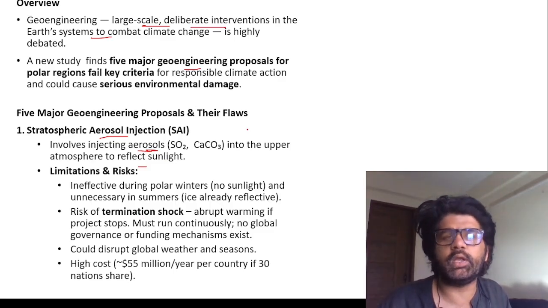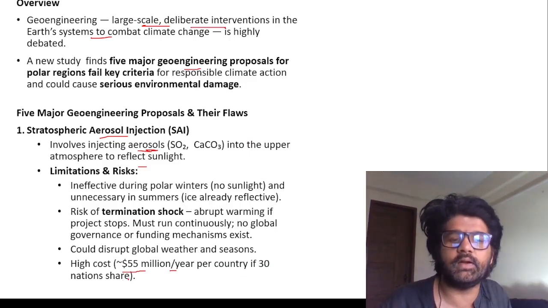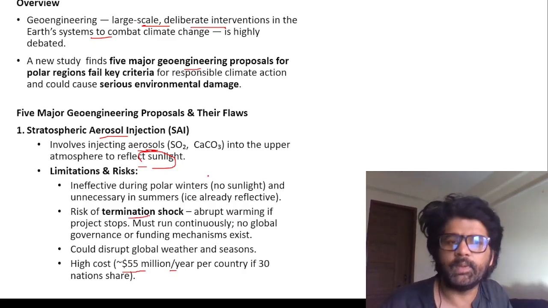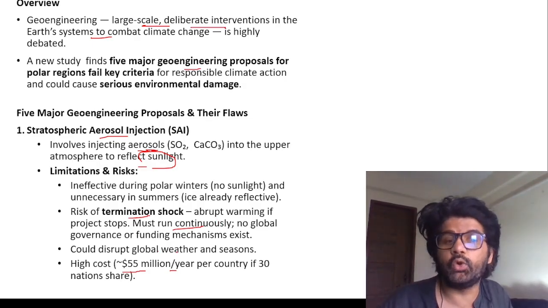So you do these things to mitigate the impact of global warming, but this requires a lot of money, guys. $55 million per year per country, 30 nations share, right? Plus you want reflecting sunlight. In winter, you have no sunlight, so it will not work in winter, but you have to keep on doing it. Risk of termination shock. If you stop it, there will be abrupt warming. Maybe it will reduce warming to a certain extent. It must run continuously, it requires a lot of money, and it will impact global weather and seasons.